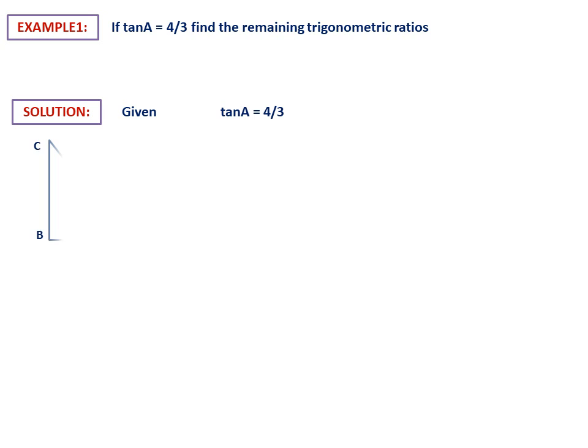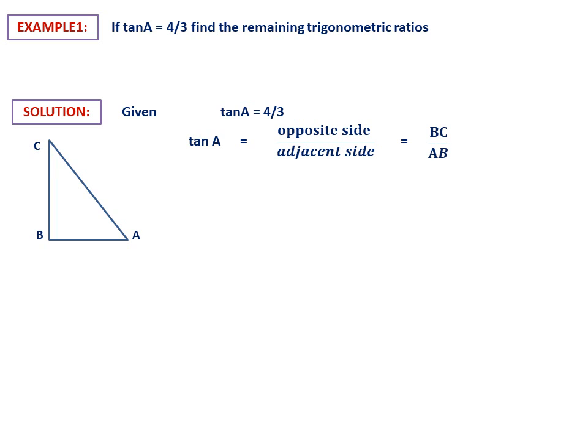So given tan A equals 4 by 3, let us take a triangle ABC where B is 90. Therefore tan A equals opposite by adjacent. This is the definition, and that is equal to, according to the diagram, the opposite side BC divided by AB, the adjacent side. Therefore what we have to do is take BC equal to 4K because it is the opposite side. Adjacent side you take as 3K. Therefore one is 4K, another one is 3K as shown.